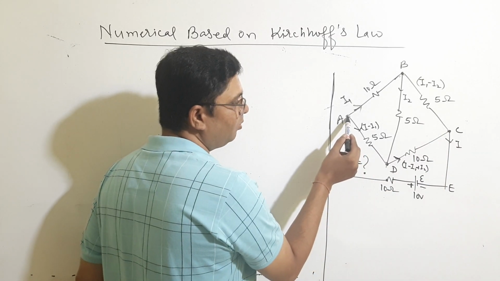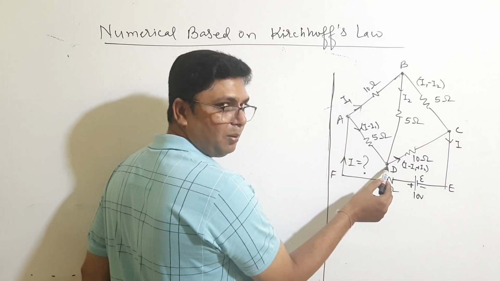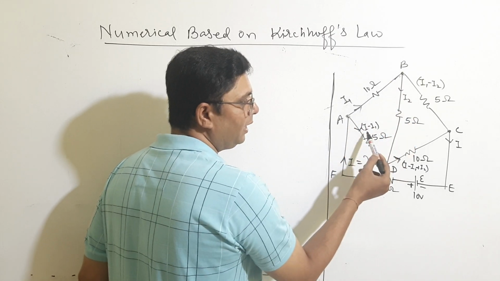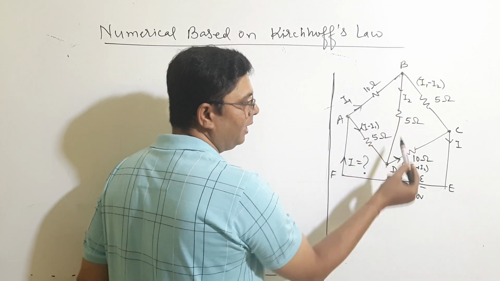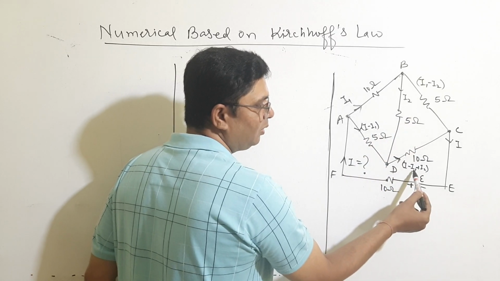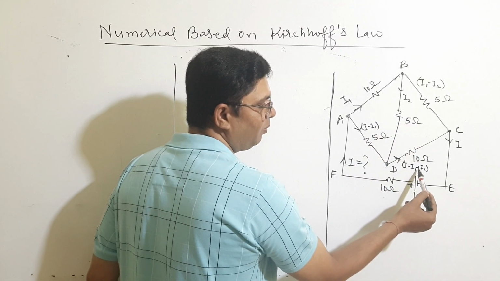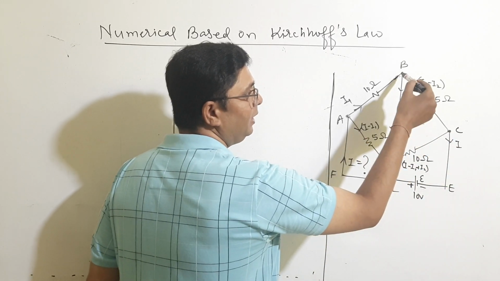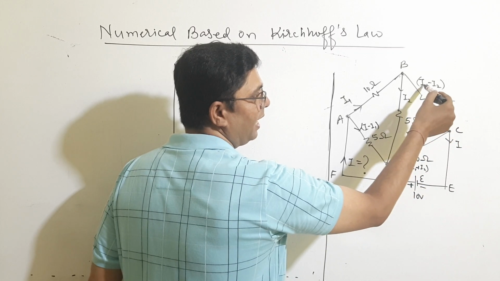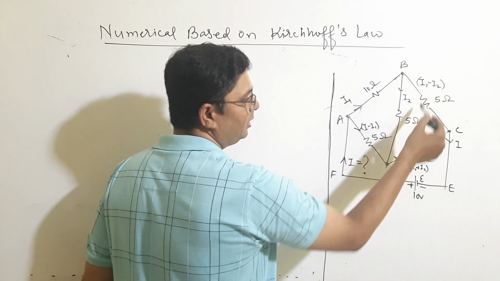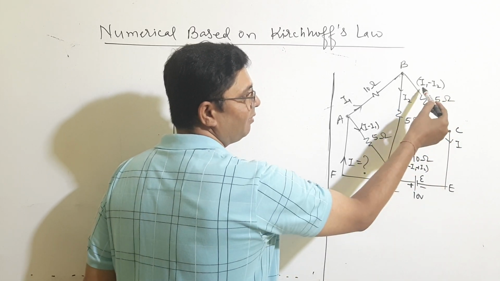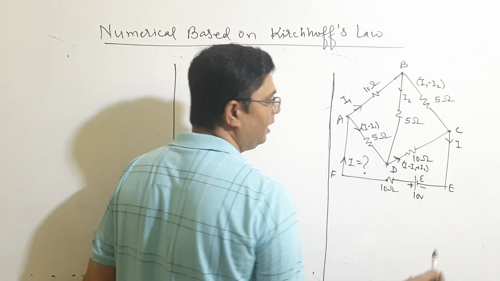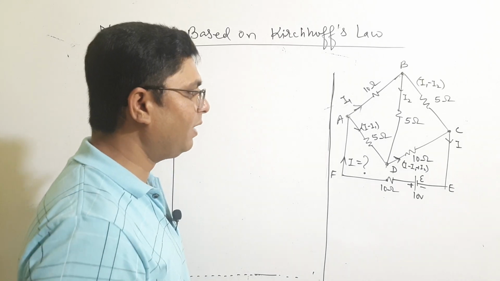When current reaches from A to D, at the same time current comes from B to D, so I2 and I minus I1 will add up. So here we have I minus I1 plus I2. When this current reaches point C, then the current from B also reaches point C, so we add these two currents. When you add these two, minus I1 and plus I1 cancel out, and I2 and I2 also cancel out. So we have current I here. Now you have to find I.